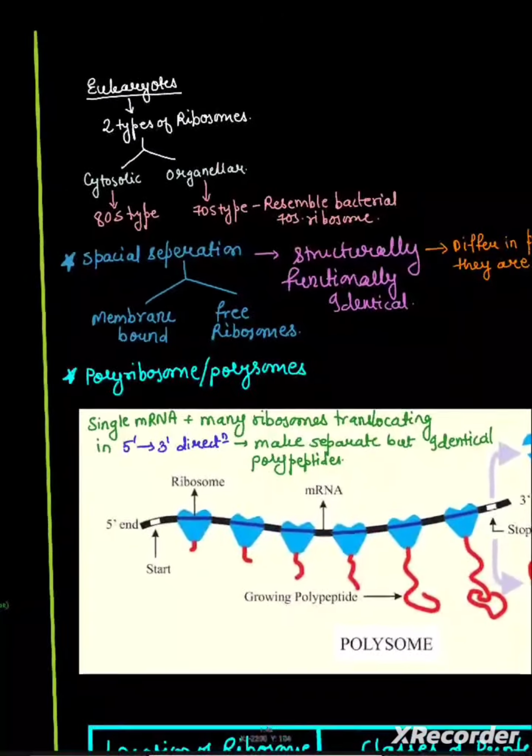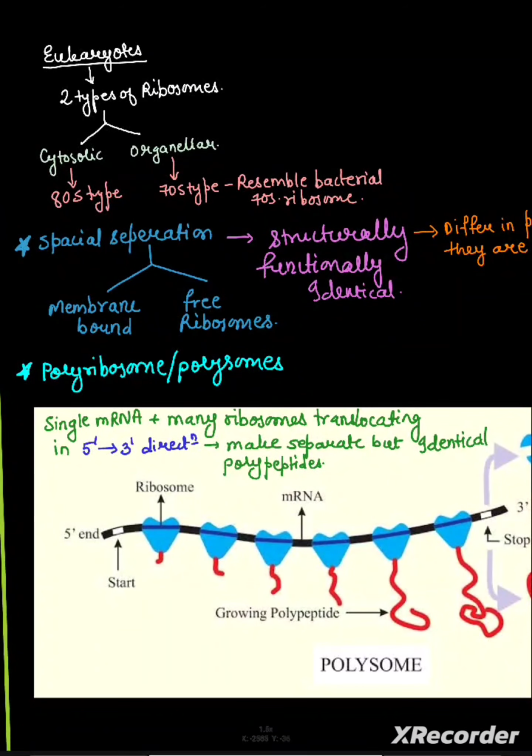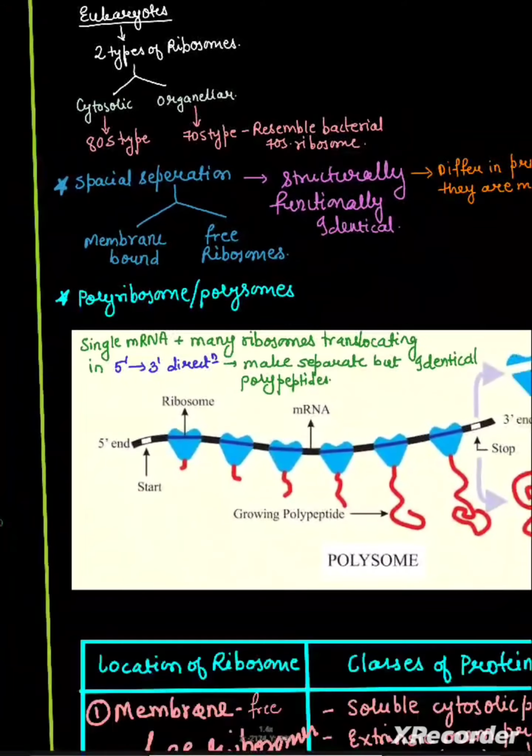Moving further, eukaryotes have two types of ribosomes. Cytosolic ribosomes, which are free, not bound, are of 80S type, while organellar ribosomes are of 70S type. Organellar as in basically the ribosomes which are present on rough ER, rough endoplasmic reticulum, they'll be 70S type. They resemble the bacterial ribosome, the 70S ribosomes. Spatial separation between the ribosomes is also present, like some are membrane bound, some are free.